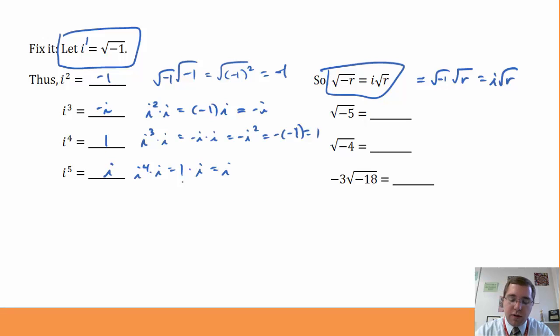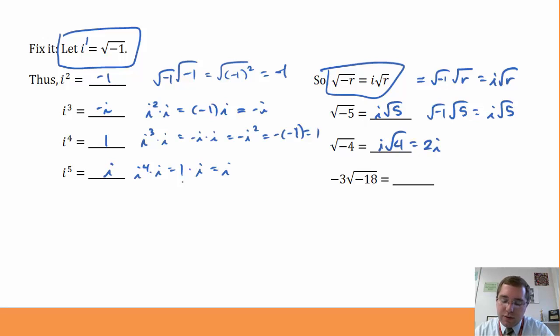Okay? The square root of negative 5 would be the square root of negative 1 times the square root of 5. The square root of negative 1 is i, so this is i times the square root of 5. So I can write any square root of a negative number in terms of i. The square root of negative 4 would be i times the square root of 4, but I know the square root of 4 is 2, so this is really i times 2, or 2i.